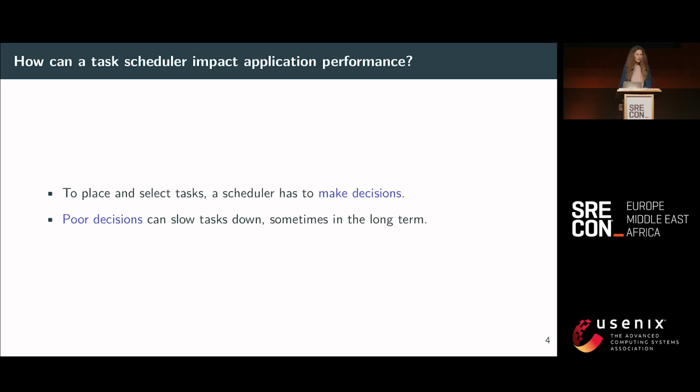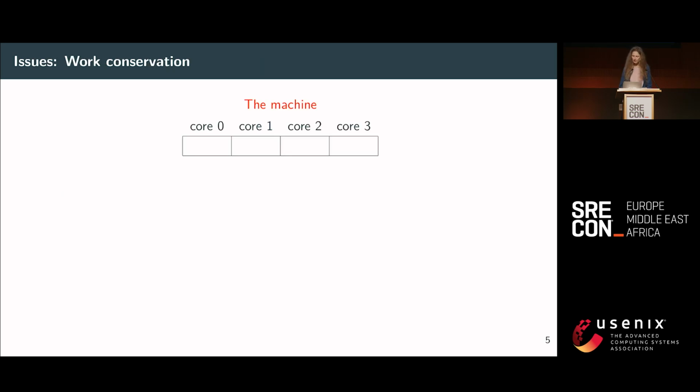So the question is, how can a task scheduler impact application performance? To place and select tasks, the scheduler has to make decisions. Actually, in the case of a general purpose operating system like Linux kernel, the scheduler has absolutely no idea what the tasks are going to do in the future. On the other hand, knowing what they're going to do in the future is absolutely critical for making correct decisions. So it's kind of a difficult situation. So basically what it does is rely on some past information, but this is kind of problematic because poor decisions can slow tasks down, sometimes in the long term, because often if you make a bad placement, it can take a long time to recover from that.